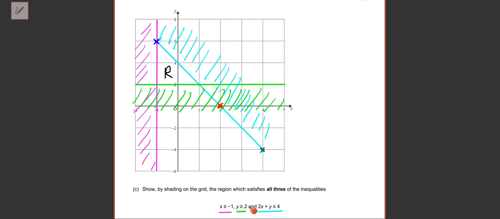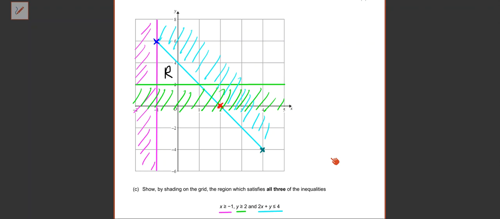Y being greater than 2. So I've put a line through y as 2. Remember, it stops you in the y direction. So that's at 2, and it's got to be greater than that, so I've shaded underneath. And then that's the one I did before, so it's got to be less than 4, so I'm only allowed underneath, so my R is in that region.